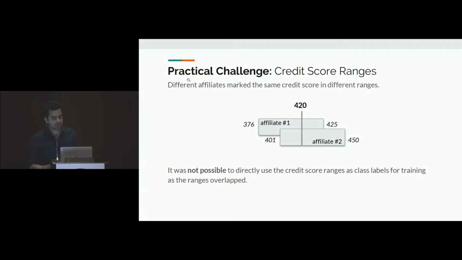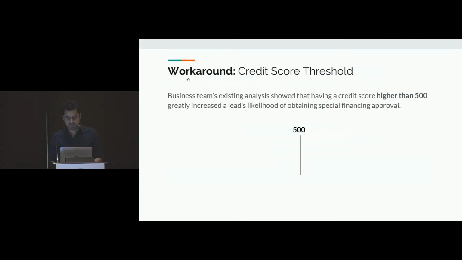There was, however, a practical challenge. Different affiliates placed the same credit score in different ranges. It was not possible to simply use the credit score ranges as class labels for training, as the ranges overlapped. They needed to be reconciled. As data scientists worked on the problem, however, the business team came up with an easier solution. The analysts believed that having a credit score higher than 500 greatly increased a lead's likelihood to secure special financing. And this piece of information had a significant impact on the project.